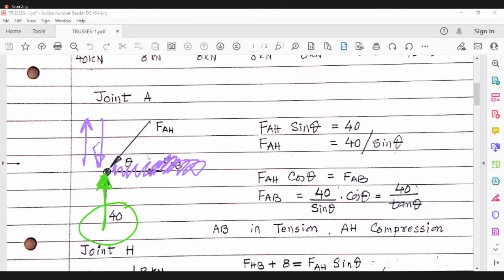Now, if the sum of the y components is supposed to be 0, then my dear friends, the y component of FAH should be equal to 40, and it must be in a downward direction. Then and only then can it neutralize this 40 kilonewton in an upward direction.